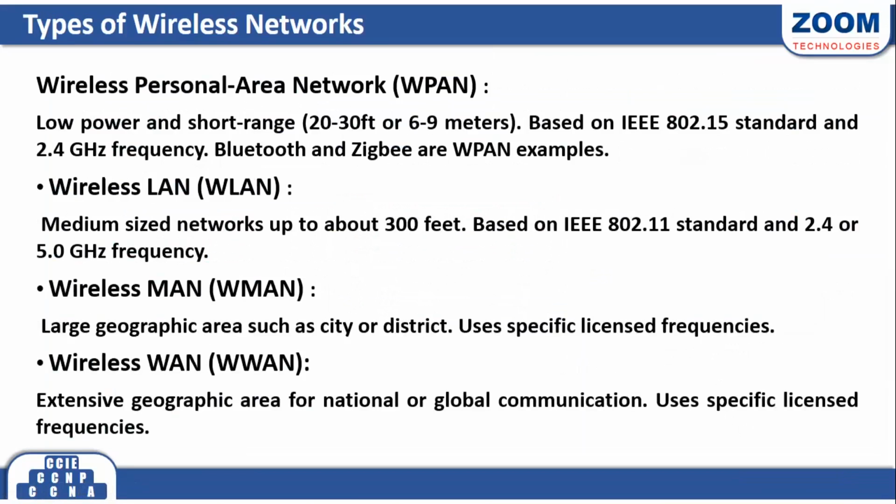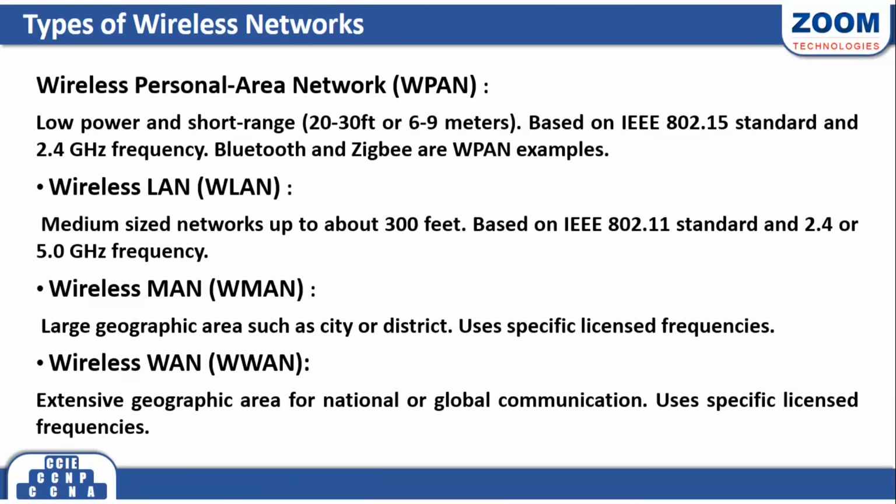So these are the different types of wireless networks we have. WPAN, wireless personal area network, provides low power and short range, 6 to 9 meters. Based on IEEE standards, remember, if any technology starts with 802, it is a LAN. 802.15 is a PAN, personal area network. The best examples for PAN are Bluetooth and Zigbee. Wireless LAN is commonly used and can support medium-sized networks up to about 300 feet, 802.11. If you see your mobile phones, you can get 802.11 standards, 11g, 11a, 11b, like that.